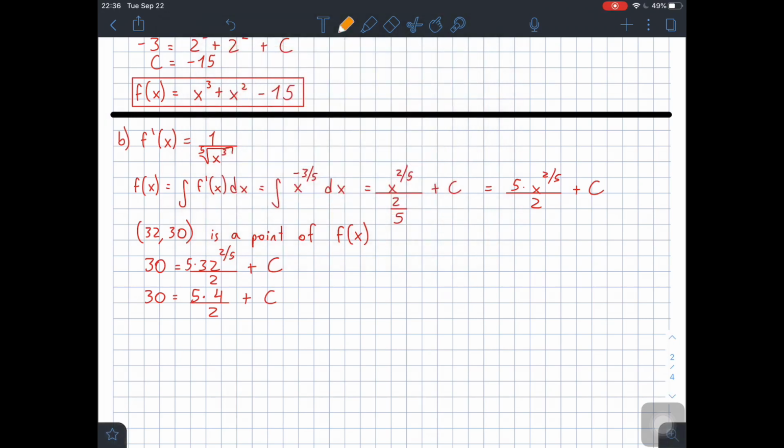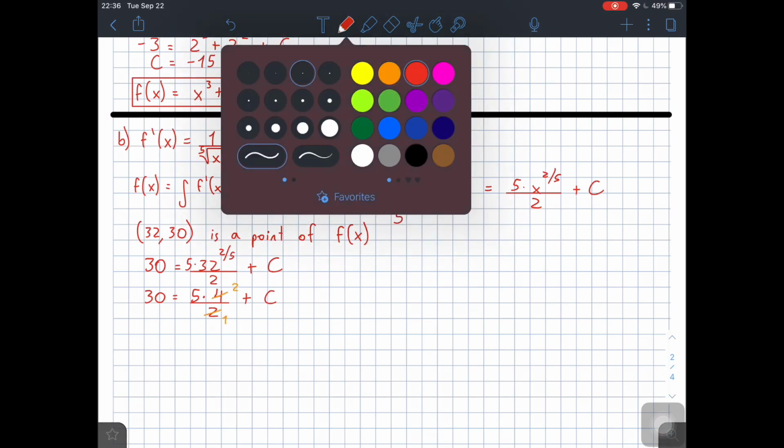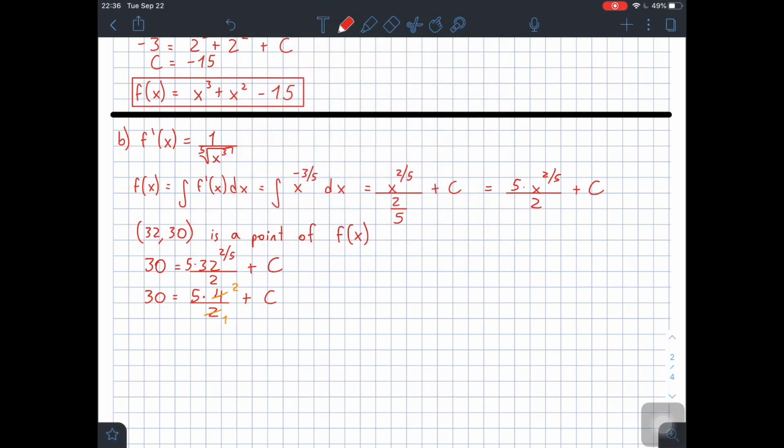Then I can simplify 2 with 4. This would be 2, 1. So we're going to have that 30 is equal to 5 times 2, that's 10 plus c. So the value of c for the particular solution is equal to 20.